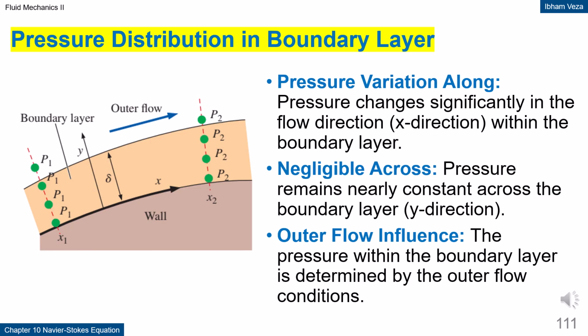The pressure inside the boundary layer is determined by the outer flow. This shows that the boundary layer adjusts itself to the external pressure conditions. This concept is very important in the analysis of flow separation.